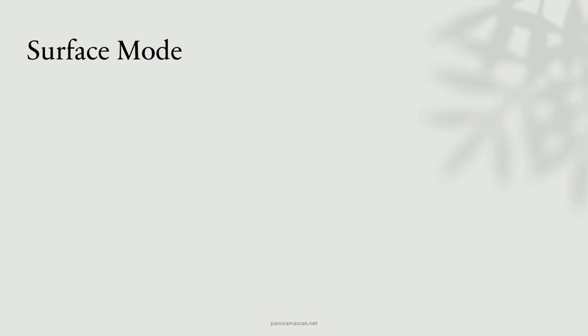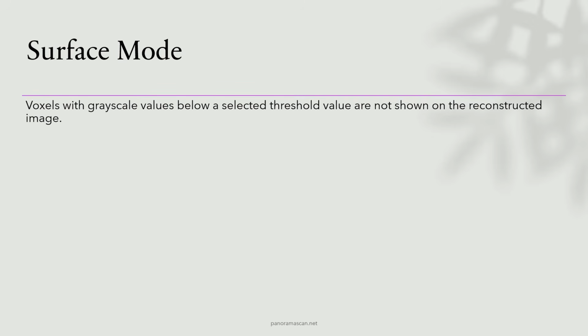Let's delve deeper into how surface rendering can be fine-tuned for optimal results. In surface rendering mode, the quality of the reconstructed image can be controlled by adjusting the threshold parameter. Voxels with grayscale values below a selected threshold are excluded from the image, meaning that the operator can limit the visualization to the most relevant structures. This threshold adjustment allows for clearer surface renderings and helps to highlight only the structures that are critical for diagnosis.